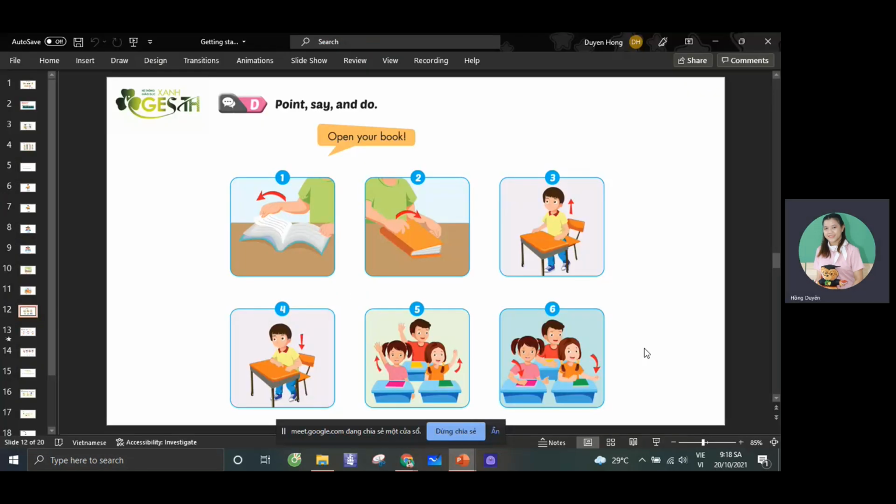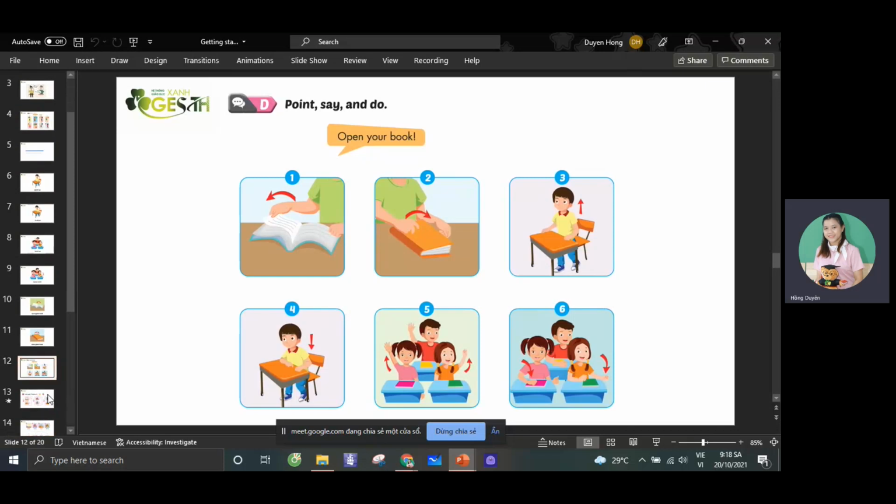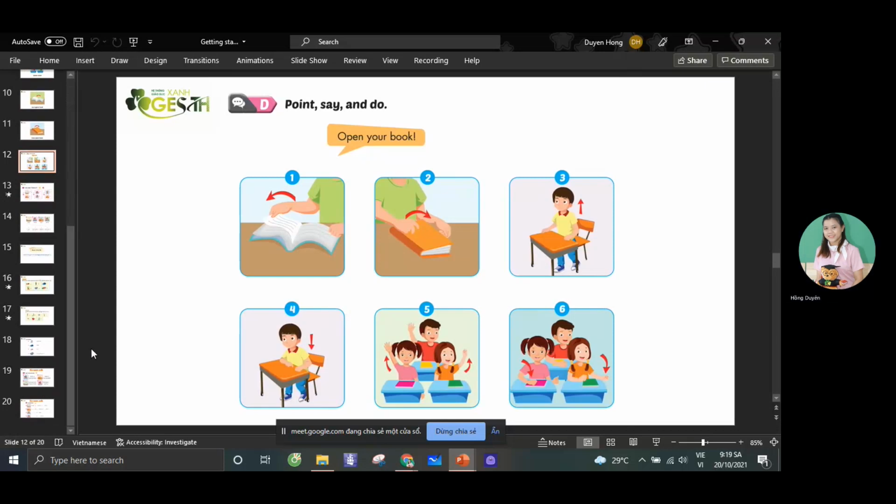Number four, cat. Number four. Sit down, that's good, sit down. And number five, bike. Number five, hands up. Say again, hands up. Oh, good. Hands up. How about number six?